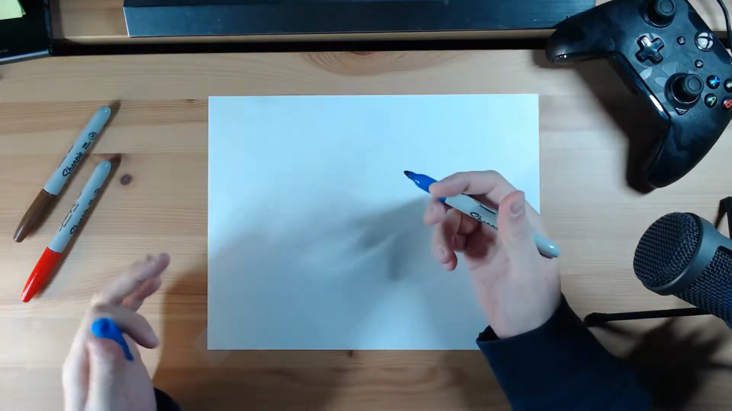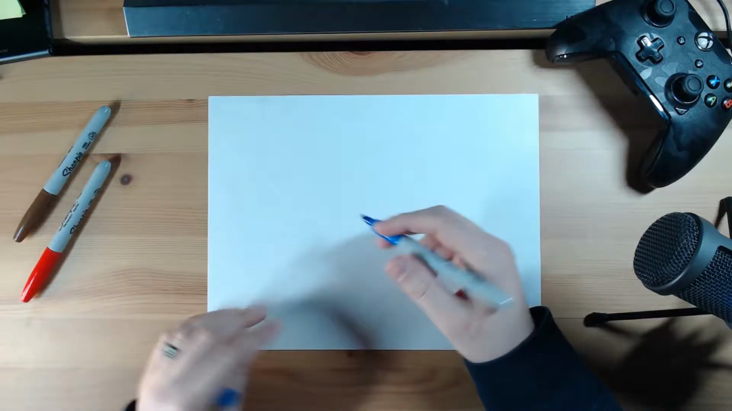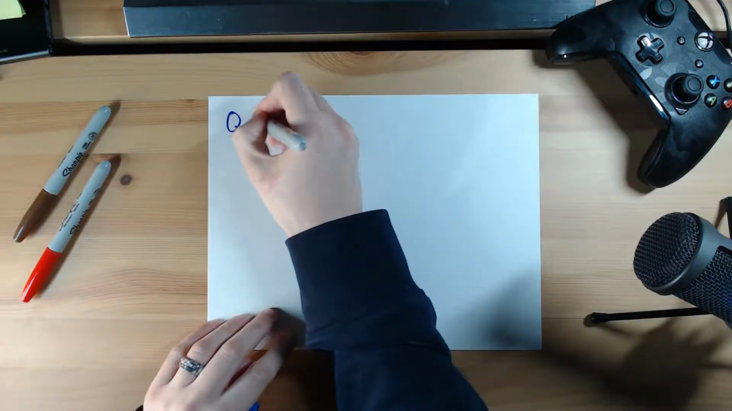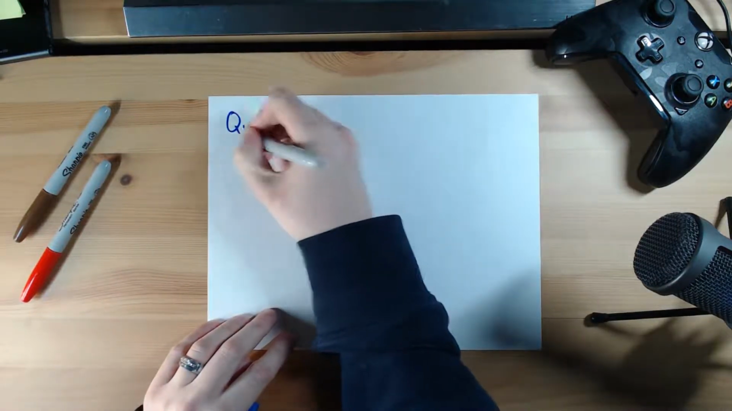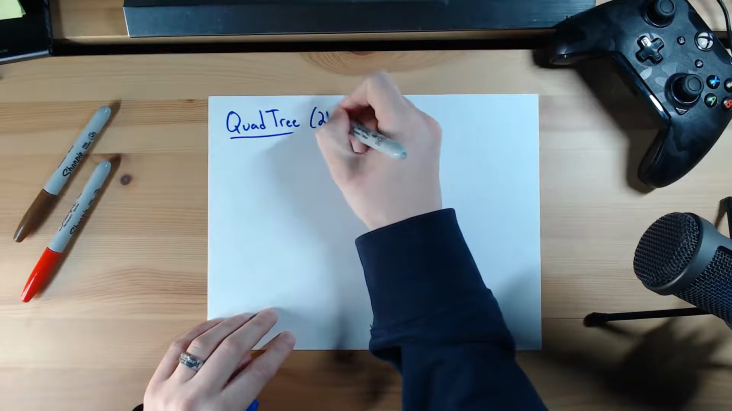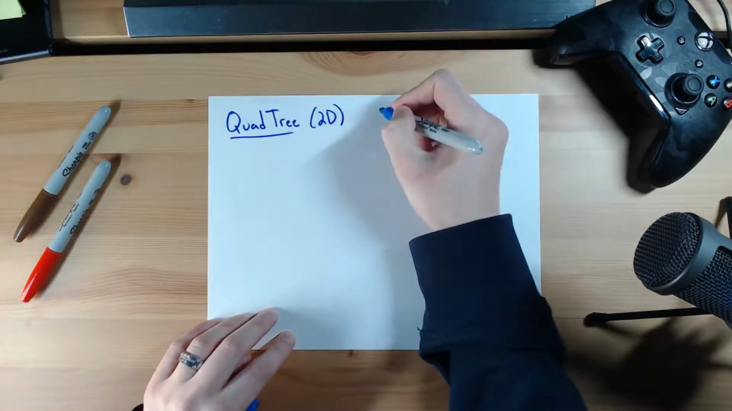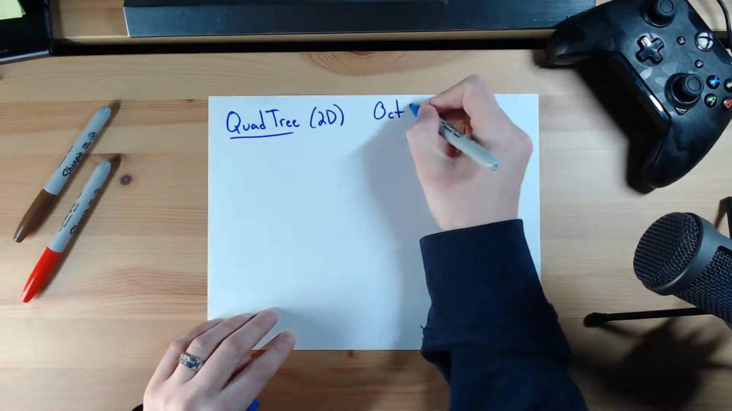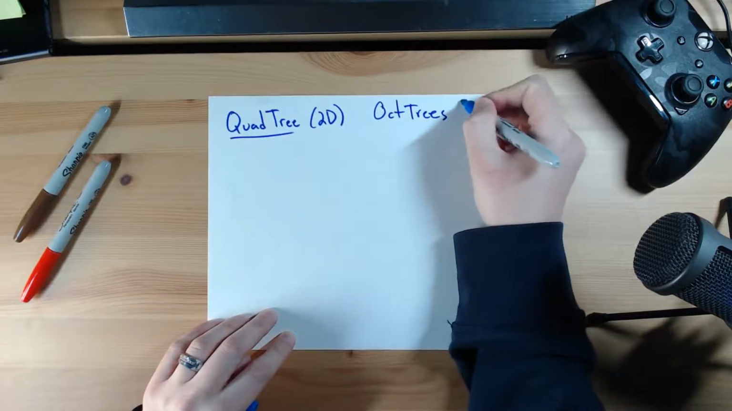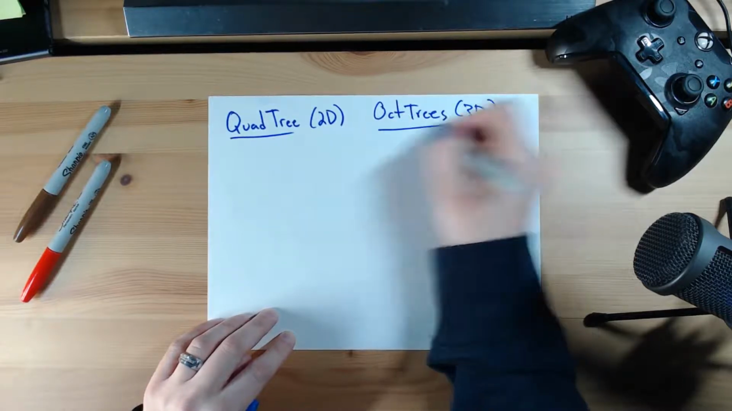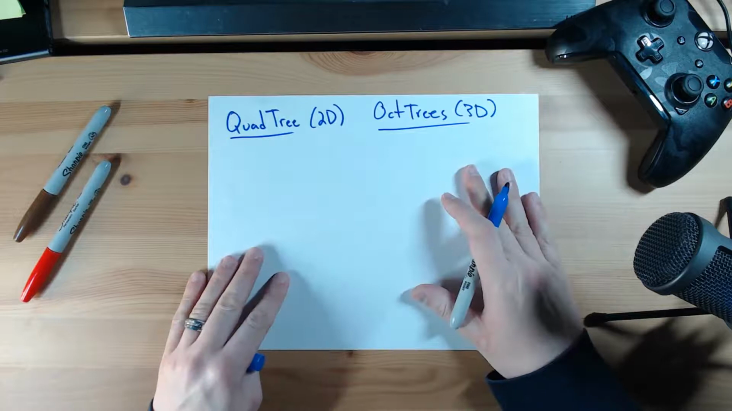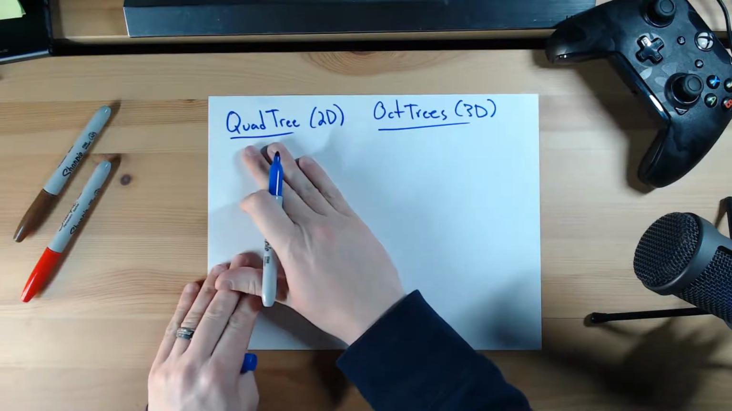One example of a tree data structure that's used very commonly in video games is something called a quad tree. Now, quad trees are in 2 dimensions, and there's also these things called OctTrees, which are used in 3 dimensions. But I'm drawing this on a 2D sheet of paper, so we'll talk about quad trees in this example.